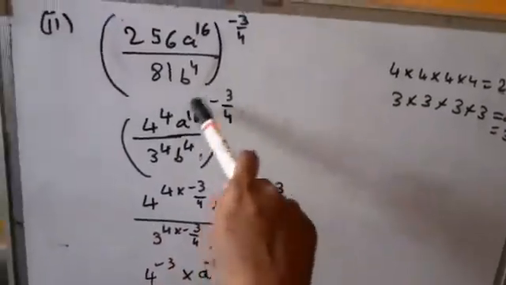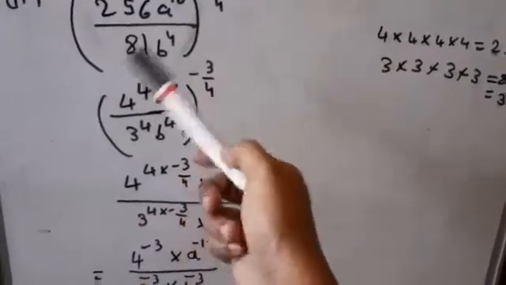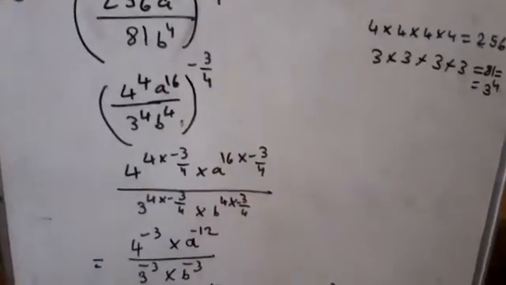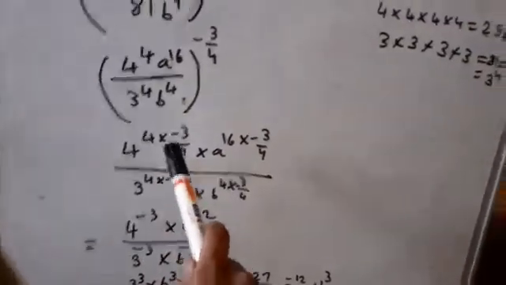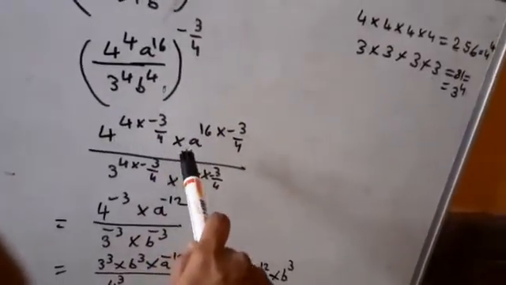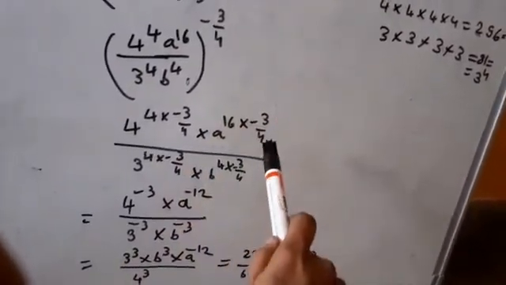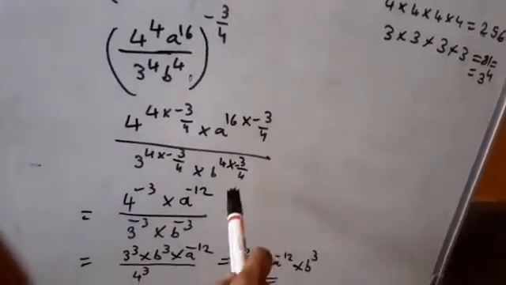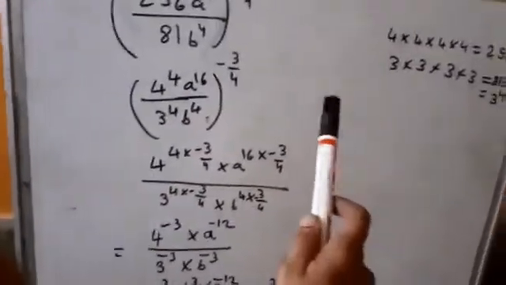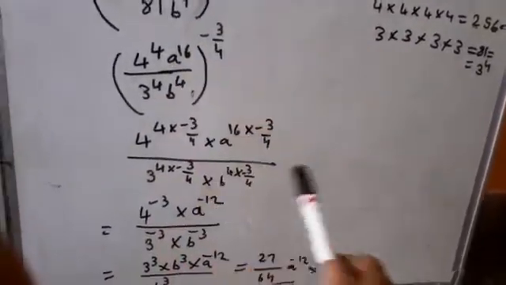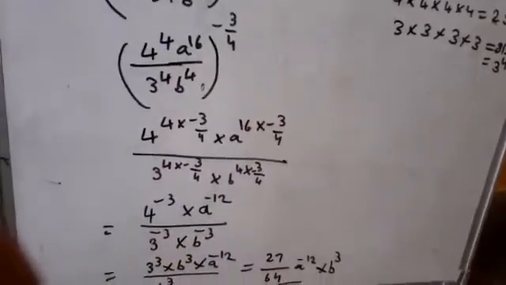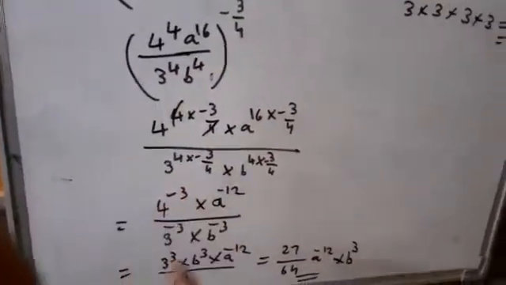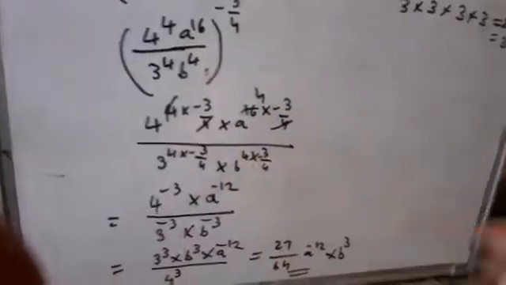See here, this minus 3 by 4 belongs to the numerator and denominator also. So here we can apply the a to the power of m whole to the power of n formula. See here, 4 to the power of 4 into minus 3 by 4 into a to the power of 16 into minus 3 by 4, divided by 3 to the power of 4 into minus 3 by 4 into b to the power of 4 into minus 3 by 4. This minus 3 by 4 belongs to the whole denominator and numerator also. See here, next which one cancellation: this 4 cancels. 4 to the power of minus 3 came, next 4 ones are 4, 4 fours cancellation.